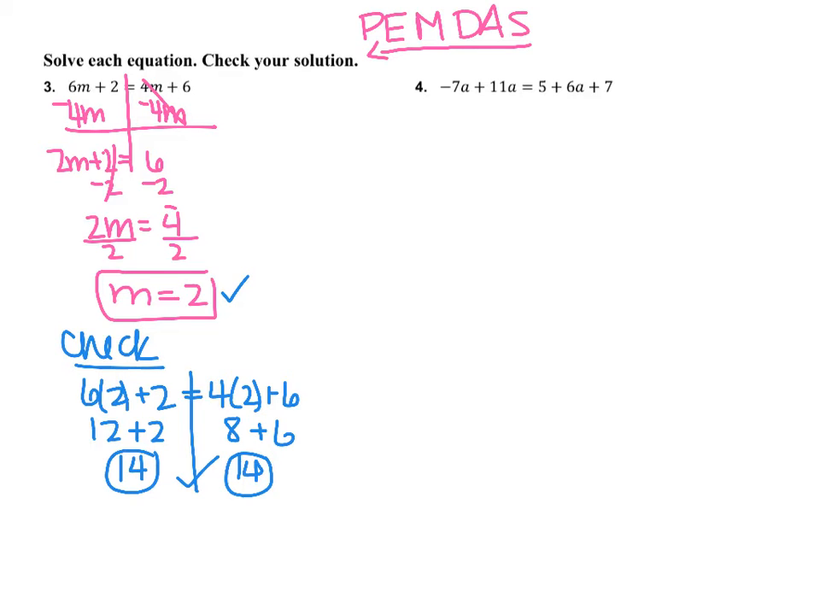In number 4, I have extra stuff to combine first. Right? I want to make sure I don't have more than one letter part and one number part on each side when I start. If they're on the same side, I don't do the opposite. I just put them together. So negative 7 plus 11 is positive 4a. Here, 5 plus 7. Right? You can put that at the beginning or at the end. That's up to you. I'm going to put it at the end. 6a plus 12.